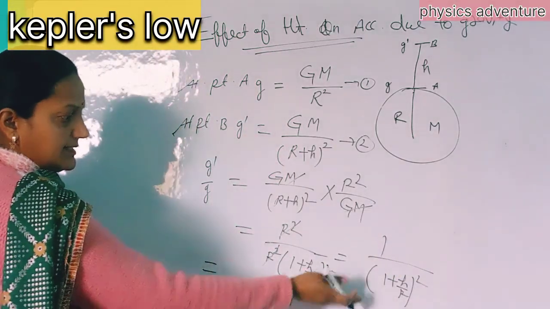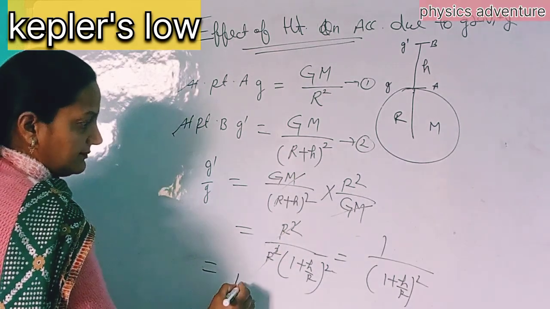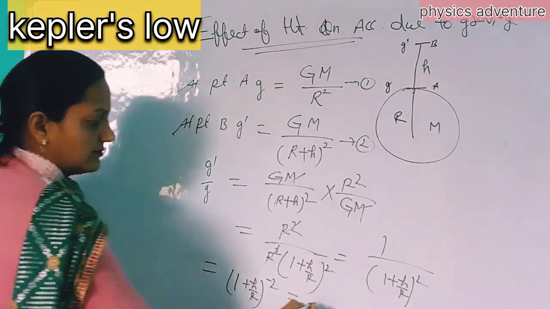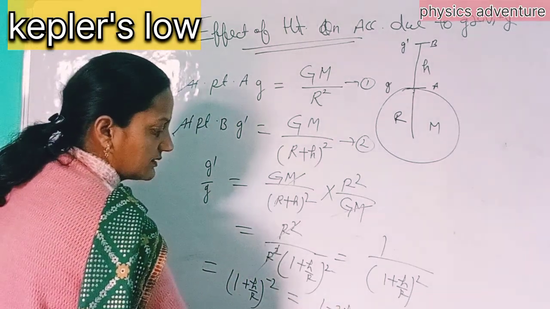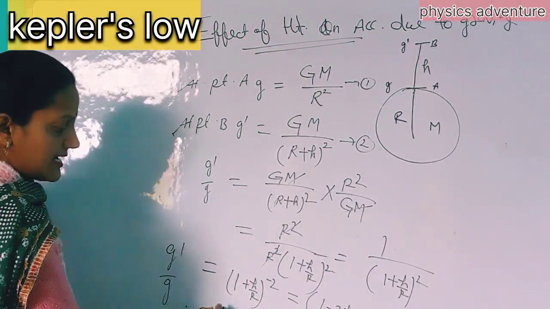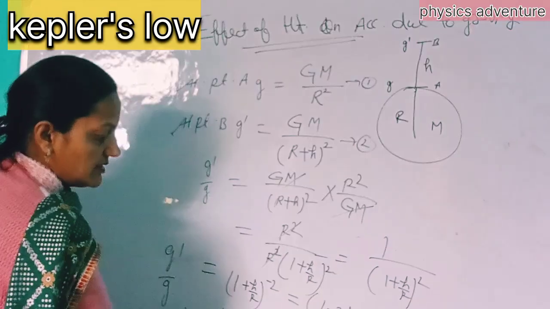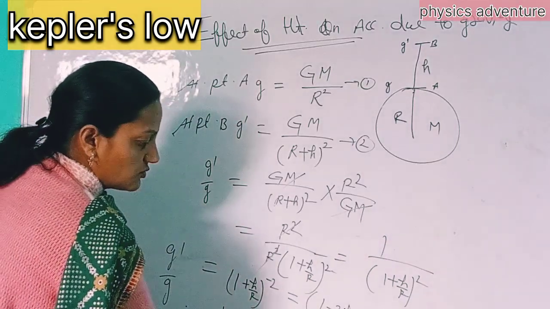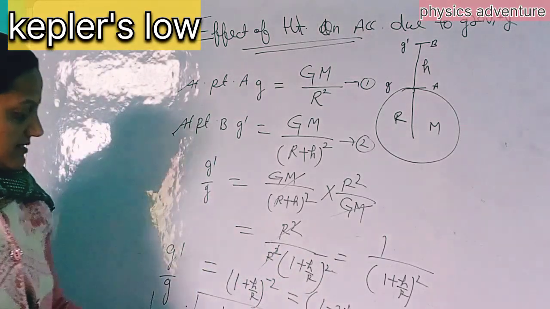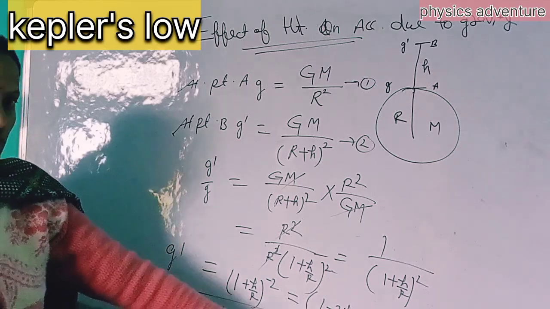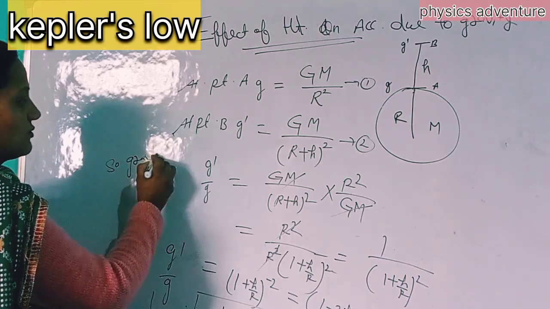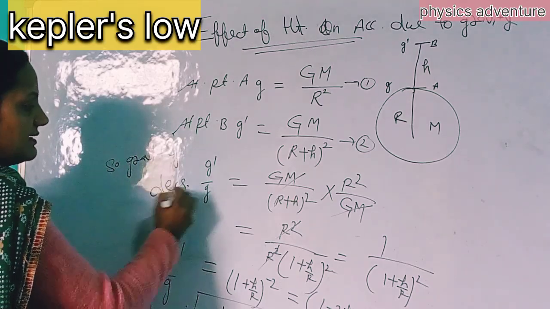So we take 1 plus h over R raised to the power minus 2, which becomes 1 minus 2h over R. This is g dash over g. Therefore g dash is equal to small g into 1 minus 2h over R. We can find its numerical value. So gravity decreases with height.